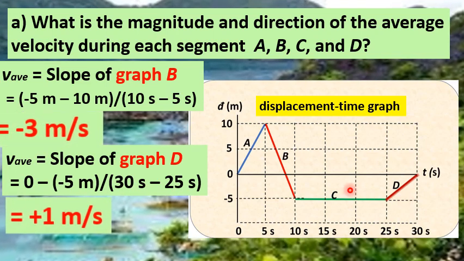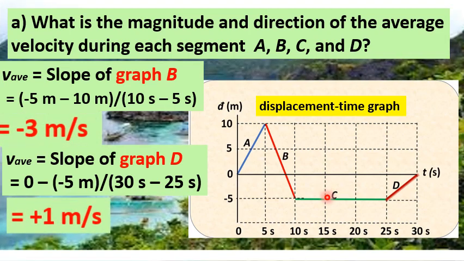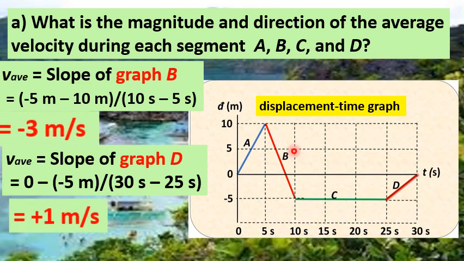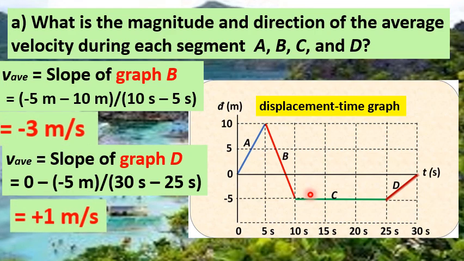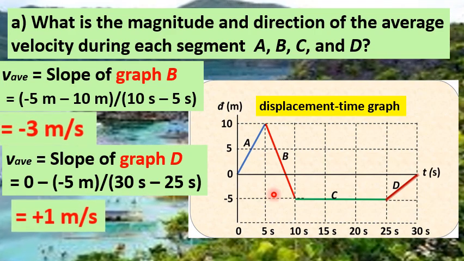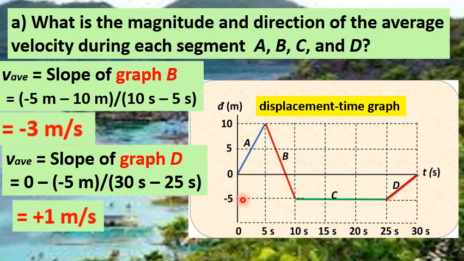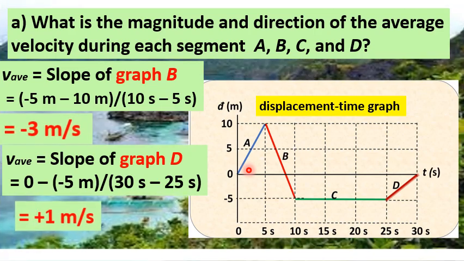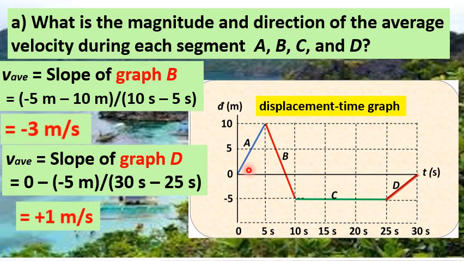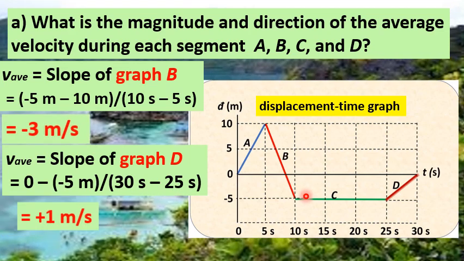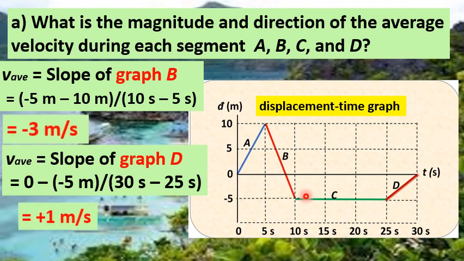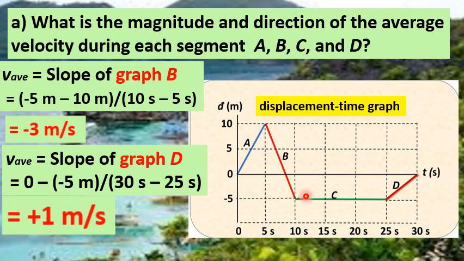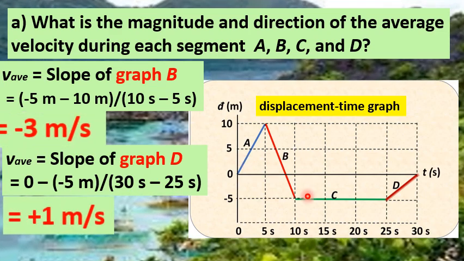Because, as shown in the graph, after 10 seconds from the start, the particle has moved to a displacement of negative 5 meters. Negative 5 meters means, relative to the origin, the particle is 5 meters in the opposite direction, 5 meters away from the origin, right?